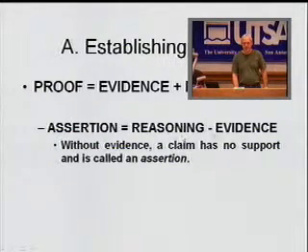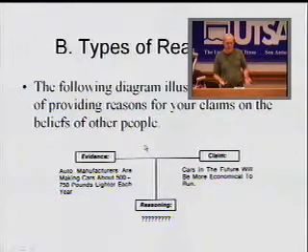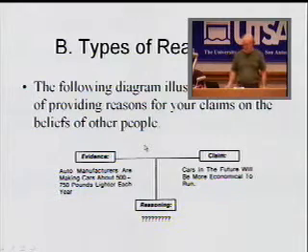So an assertion is reasoning minus the evidence. Without evidence, a claim has no support and is called an assertion. So if you don't do your experiments right, you don't test your hypothesis directly, you don't have real conclusions. You don't have any proof or evidence to provide proof for your hypothesis. You have an assertion, but everything is really messy, and it's really easy to fall into that trap.